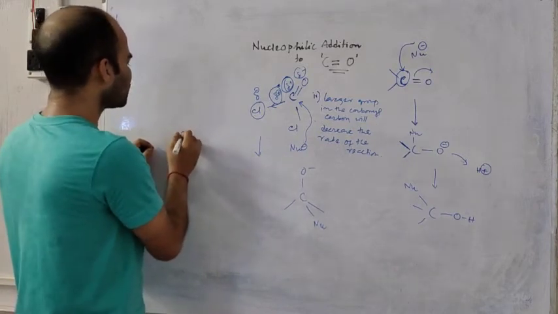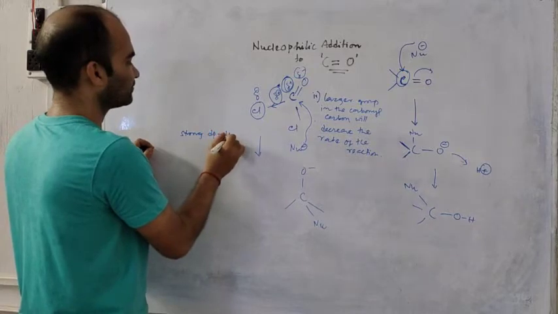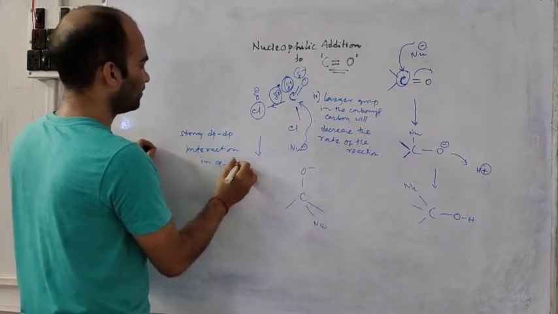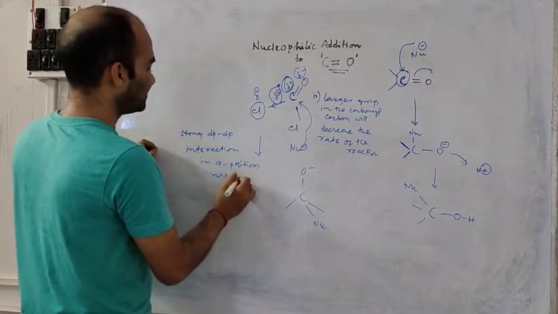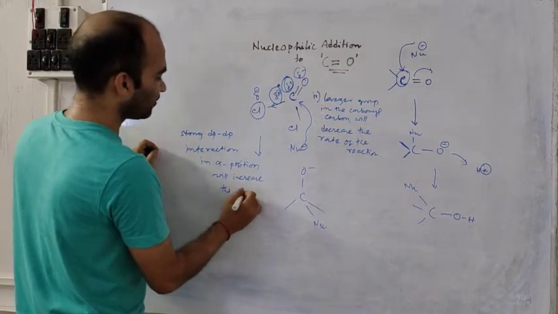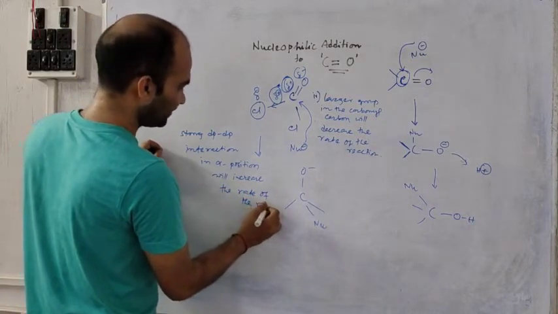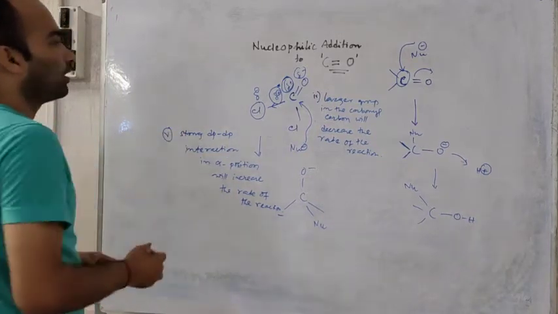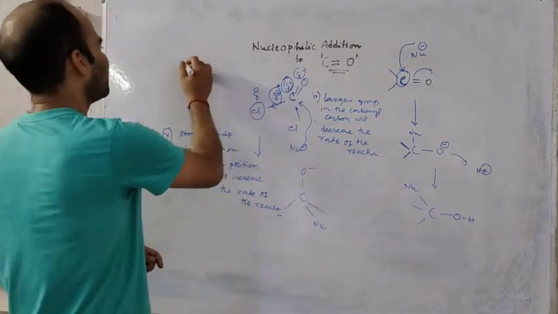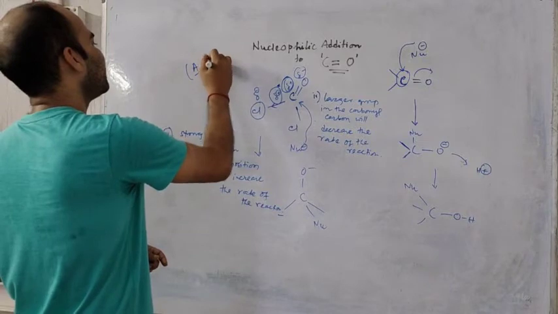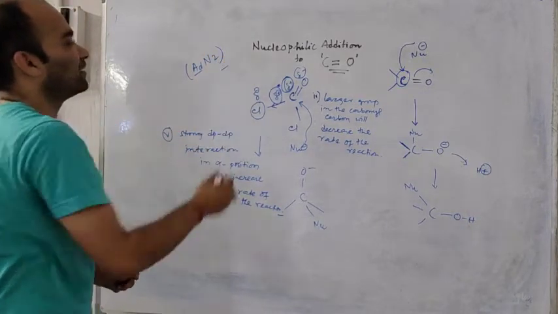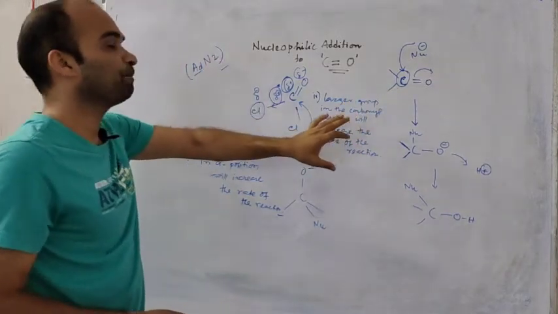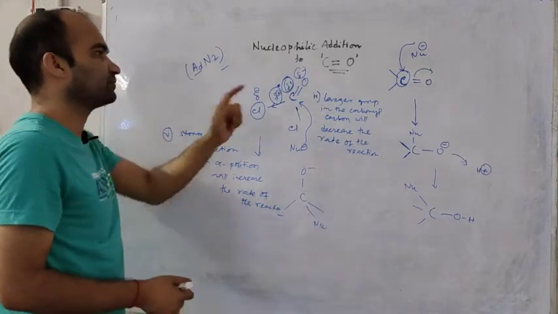Thus strong dipole-dipole interaction in alpha position will increase the rate of the reaction, and these are all factors which will influence the total rate of the AdN2 reaction, which we call Ad for addition, N for nucleophile, and 2 for bimolecular reaction. Because in this reaction the substrate and nucleophile both are involved in the rate determining step, that is why it is a bimolecular reaction.